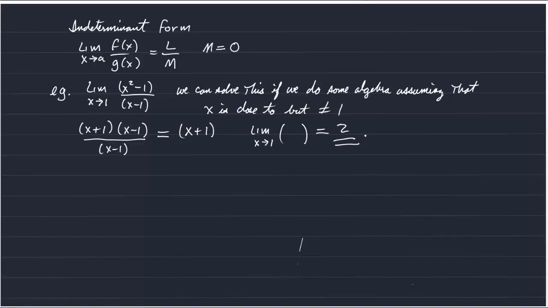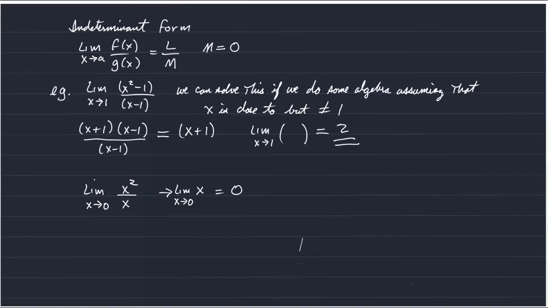Okay. Another example, let's consider the limit as x goes to 0 of x squared over x. Right? When x is equal to 0, then we can't evaluate this quotient. But if x is close to but not equal to 0, we can carry out the algebra and just say that x squared over x is equal to x. So the limit as x goes to 0 of x squared over x is equal to the limit of x, and that's equal to 0.